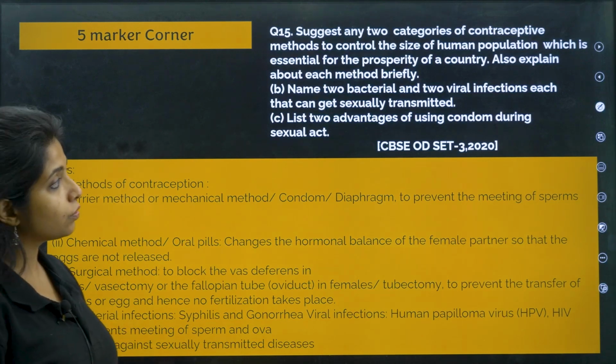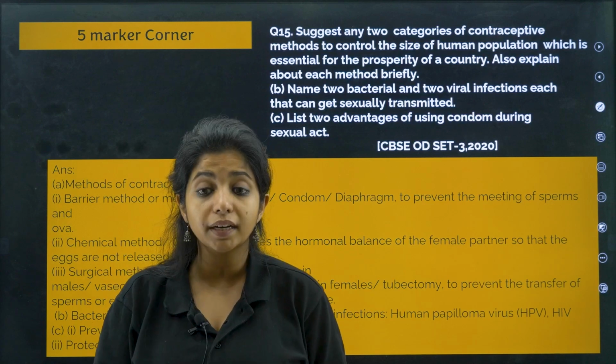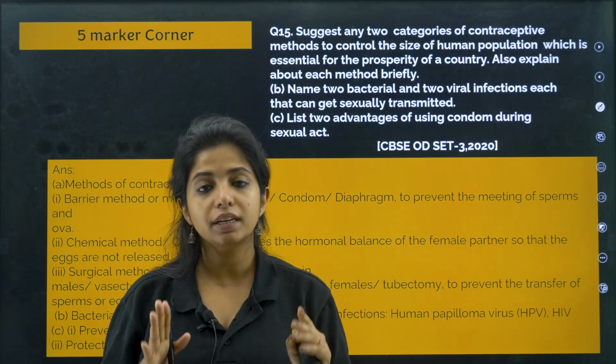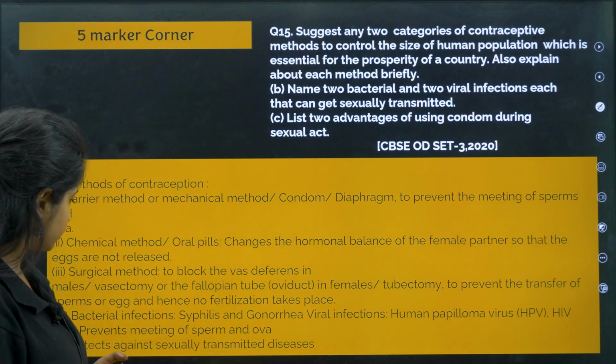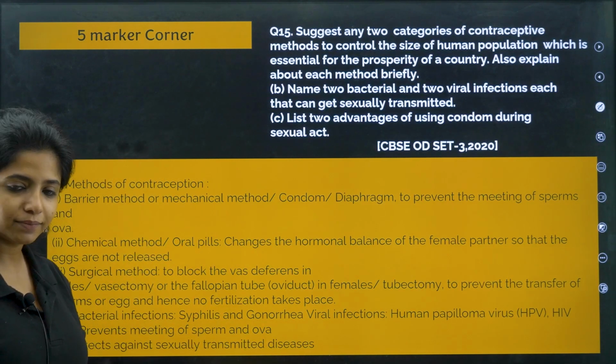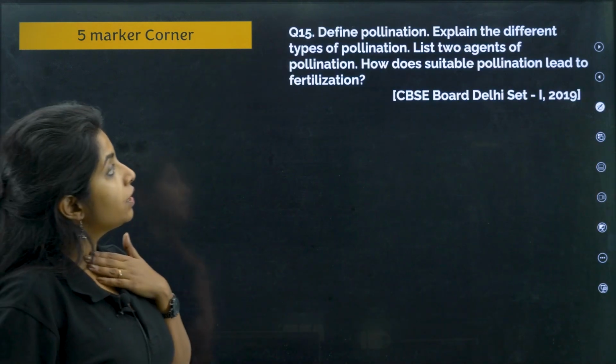Now list 2 advantages of using condom during sexual act. I told you, condom basically acts as a physical barrier. Apart from that, it helps in preventing the transmission of sexually transmitted diseases as well. So those 2 things are sorted. Cool? Works? Chalo, next.